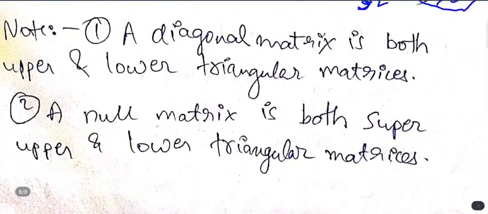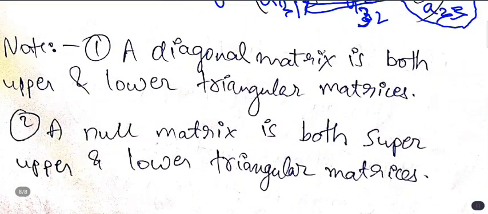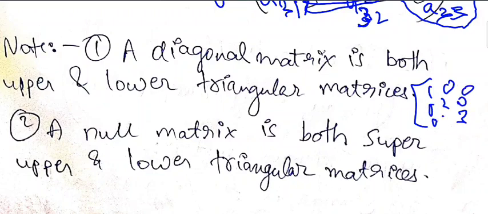Now we have two notes over here. A diagonal matrix is both a super upper and lower triangular matrix. What is a diagonal matrix? A diagonal matrix will look something like this. So it is both upper and lower triangular matrix. Why is it both upper and lower triangular? Because you can see that this forms an upper triangular matrix.